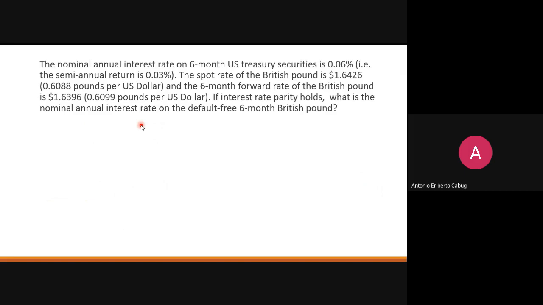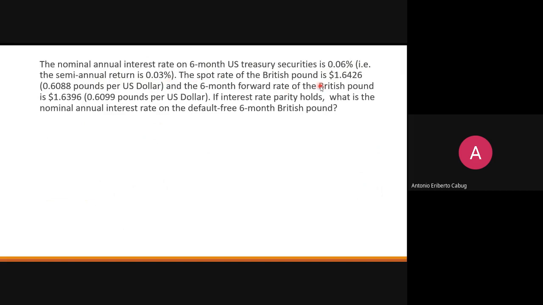Okay? One more problem I'll give you. I'll give you 5 minutes to answer. The nominal annual interest rate on 6-month US Treasury securities is 0.06%. I repeat, it's not 6%, ha? Not 6%, it's 0.06%. In other words, the semi-annual return is 0.03%.